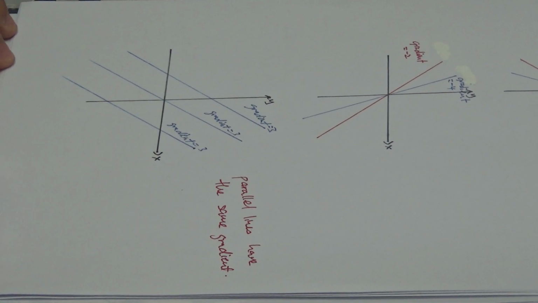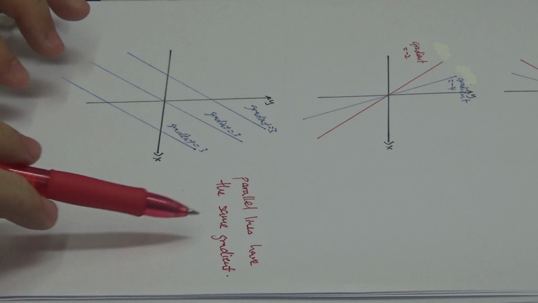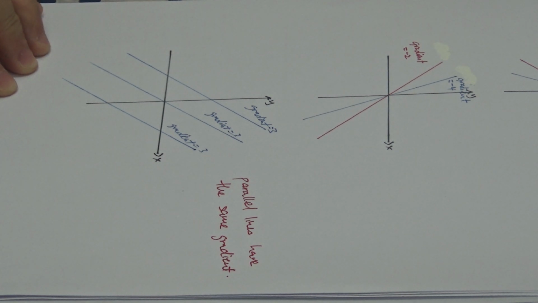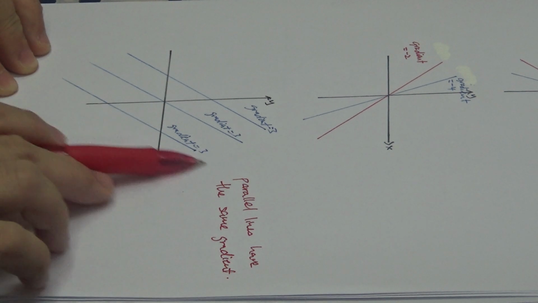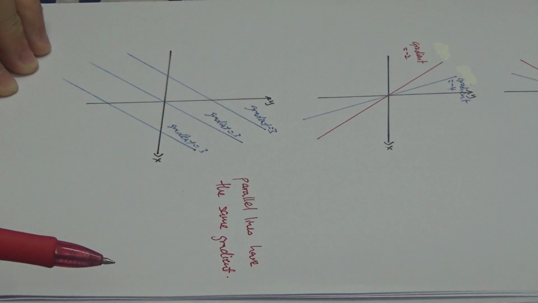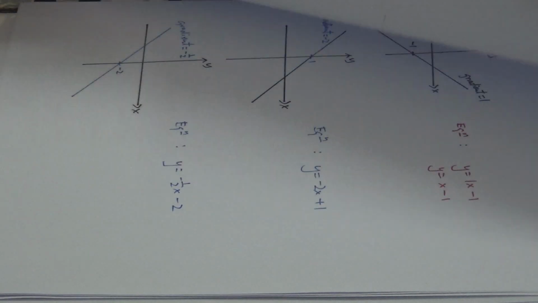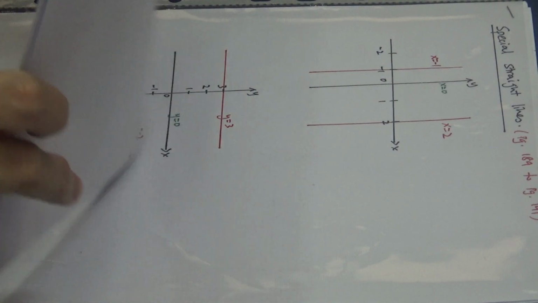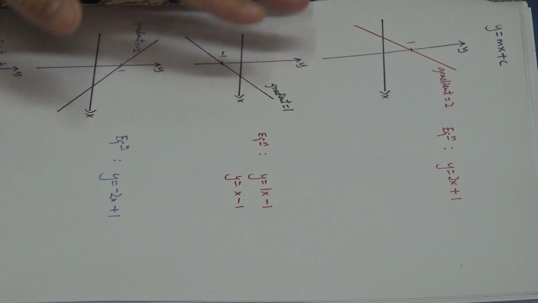Now next, I want to bring to your attention that if lines are parallel, they will have the same gradient. This is because parallel lines slant the same way and they will have the same slope. So parallel lines have the same gradient because they have the same slope. So take note of this. Now, let's take a look at some examples. You do not have to copy down this, but you have to remember how I do the questions.